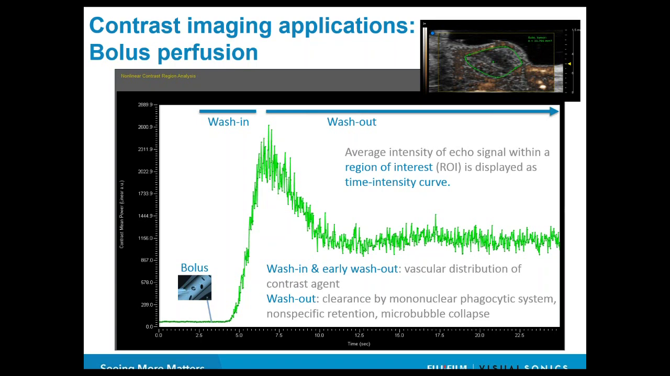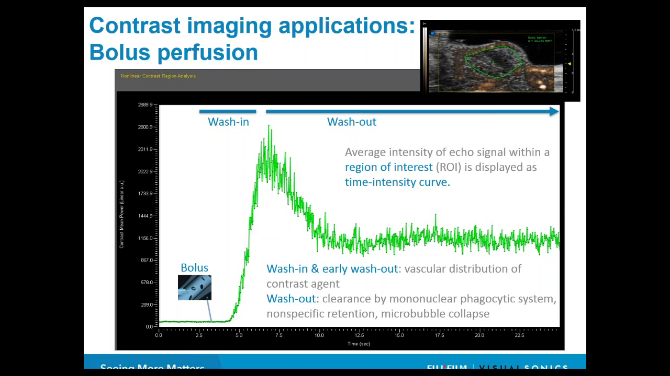And then the wash out phase is determined by several parameters. It's first of all the clearance by the mononuclear phagocytic system. It's the non-specific bubble retention that we have, and it's also microbubble collapse. And these factors can be quite important if you want to look into longer cine loop acquisition of your contrast agent signal. So this is bolus perfusion.